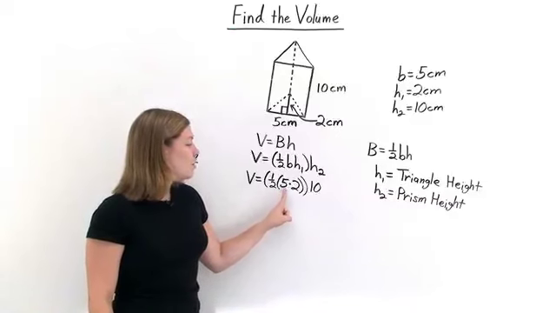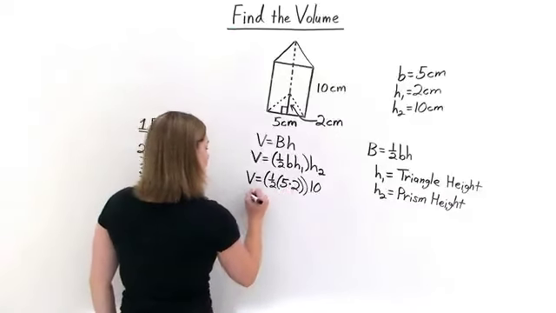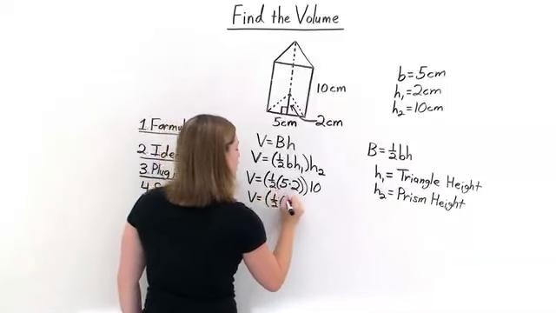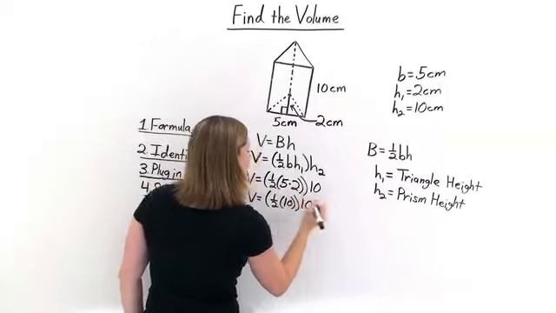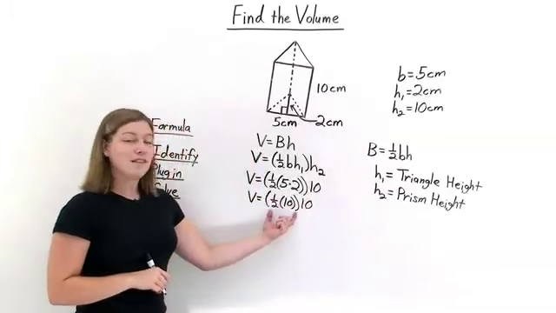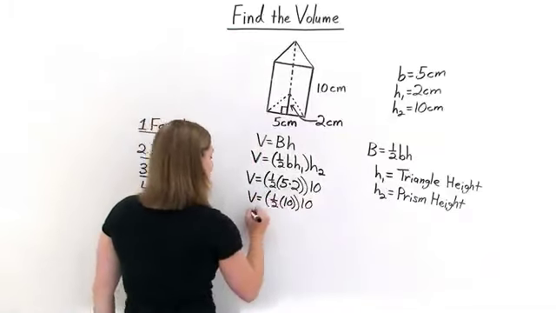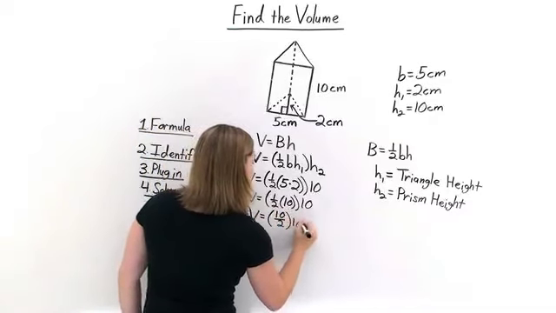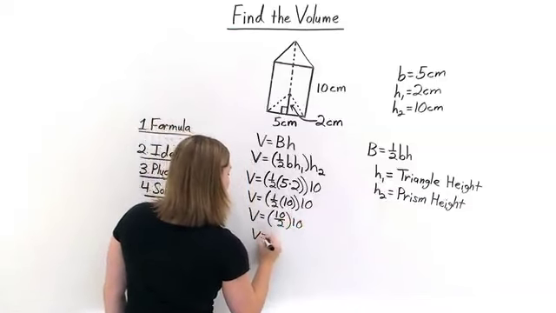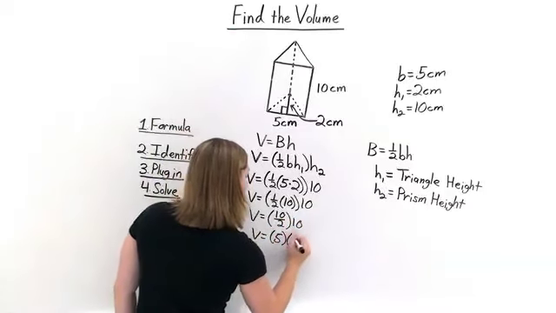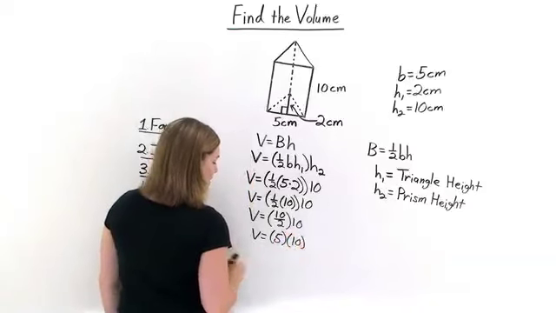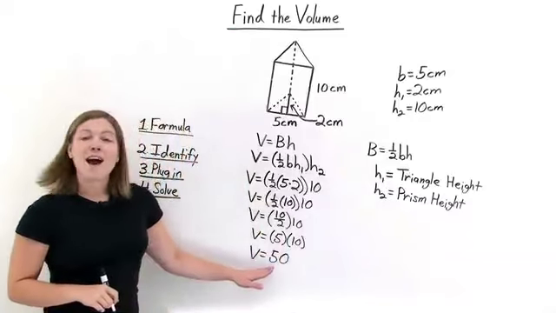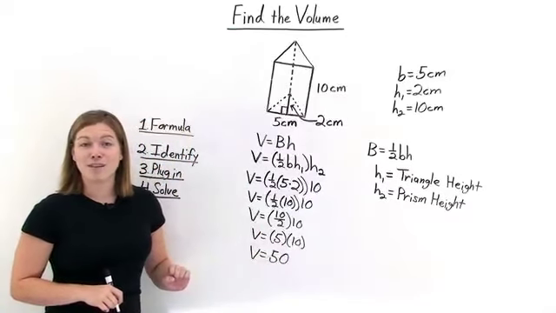That means we need to address these innermost parentheses first. So we want to take 5 times 2 first. We get 1/2. 5 times 2 would be 10, and we're still multiplying by 10 on the outside. Now we still look inside these parentheses. If we take 1/2 times 10, that's the same as 10 over 2. Well, 10 over 2, or 10 divided by 2, is just 5. So we get 5 times 10. And 5 times 10 is equal to 50. So now we have the volume of our triangular prism.